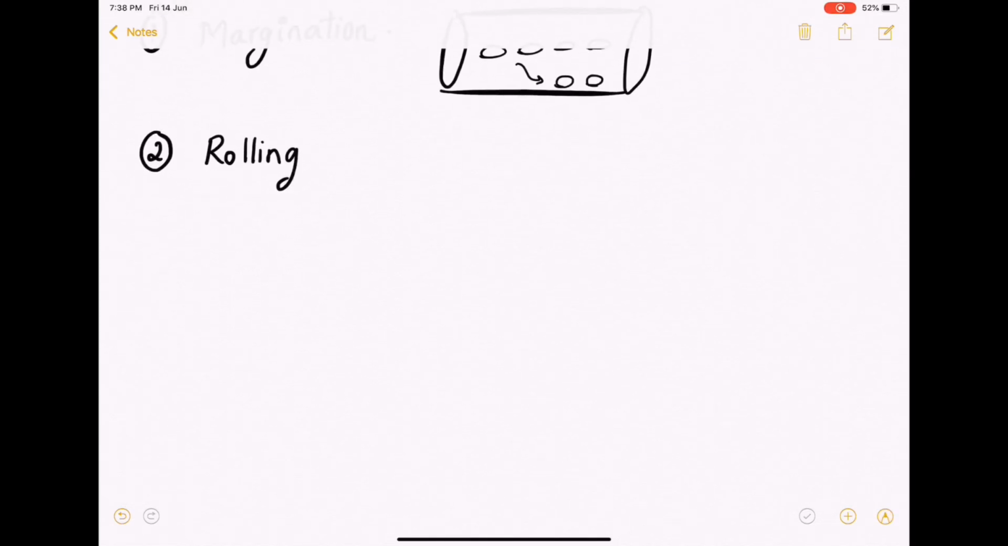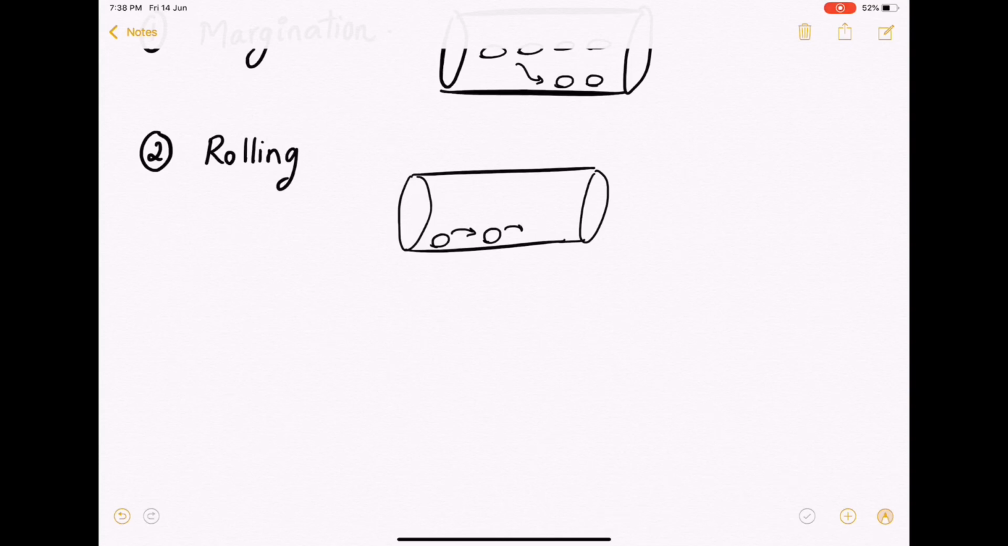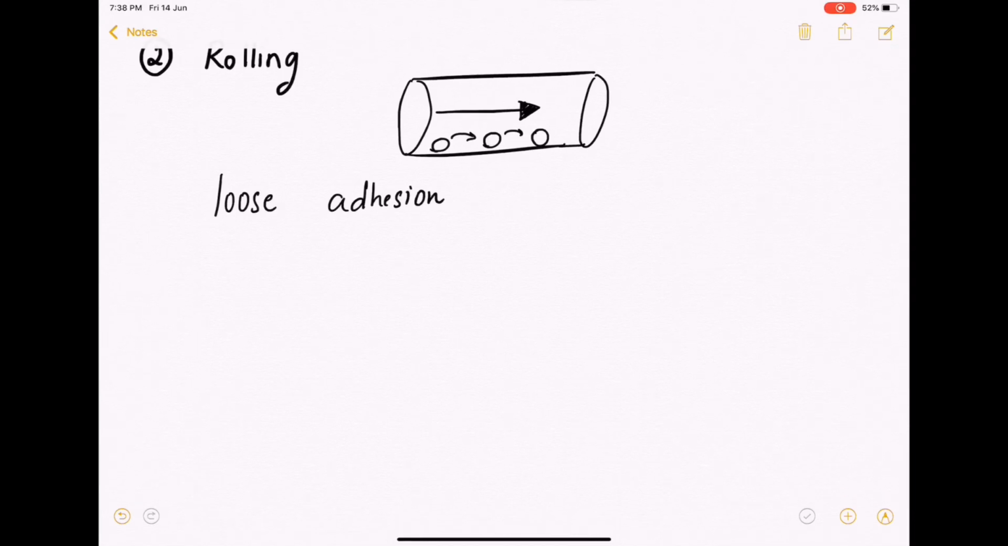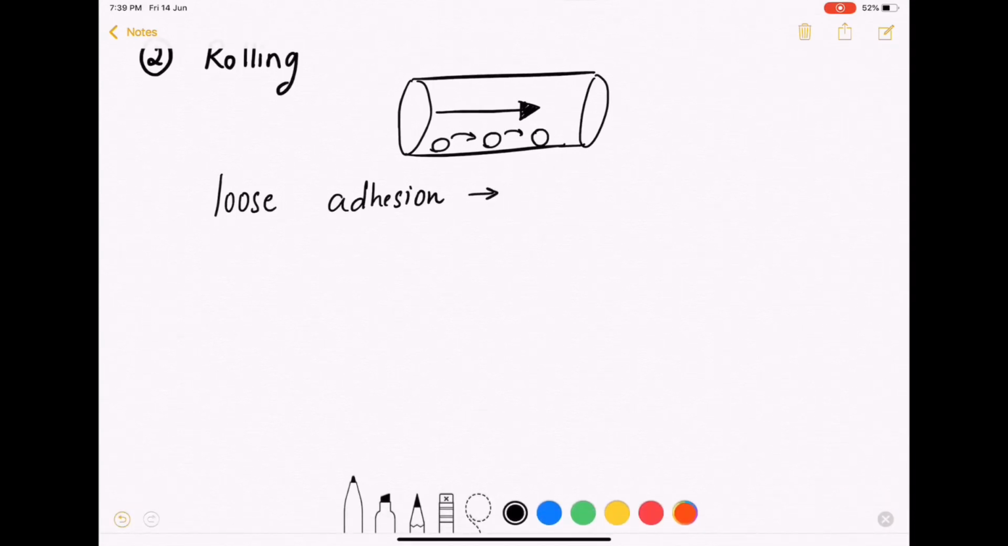About rolling. Now, what is rolling? Let's say this is the blood vessel and we have the WBCs close to the endothelium, that is, margination has already occurred. It's going to roll over the endothelium. This is because of some loose adhesion between the WBCs and the endothelial cells. And also there is some force of the flowing blood, which causes the WBCs to roll over the endothelium. Now, how is this loose adhesion brought about?